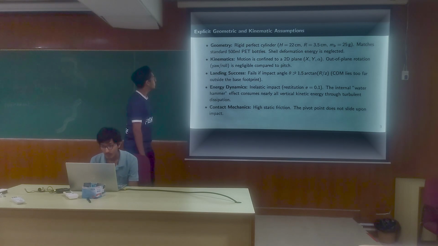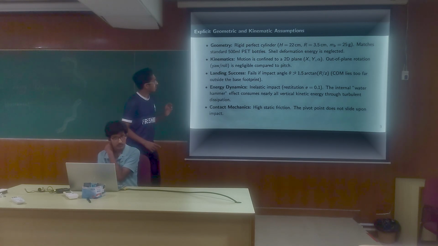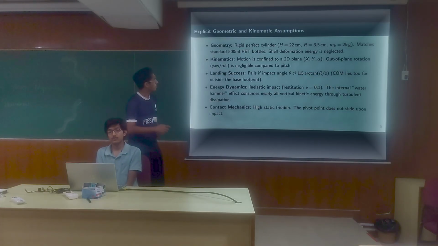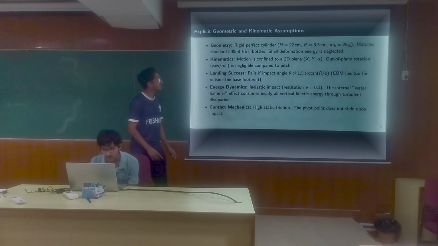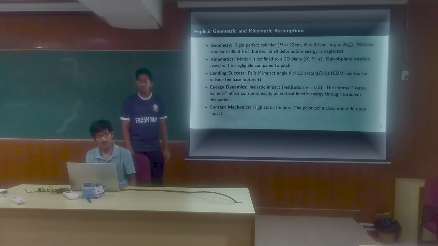So these are our assumptions to closely represent a body. We are assuming it to be a perfect cylinder, whose height is 22 centimeters, radius is 3.5 centimeters, mass is 25 grams. And we are also assuming the wobbling to be negligible, meaning the motion is almost stable.